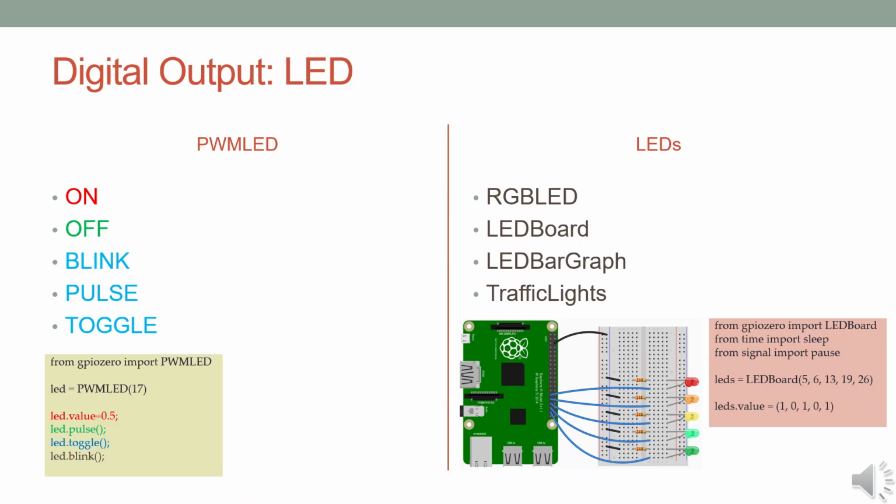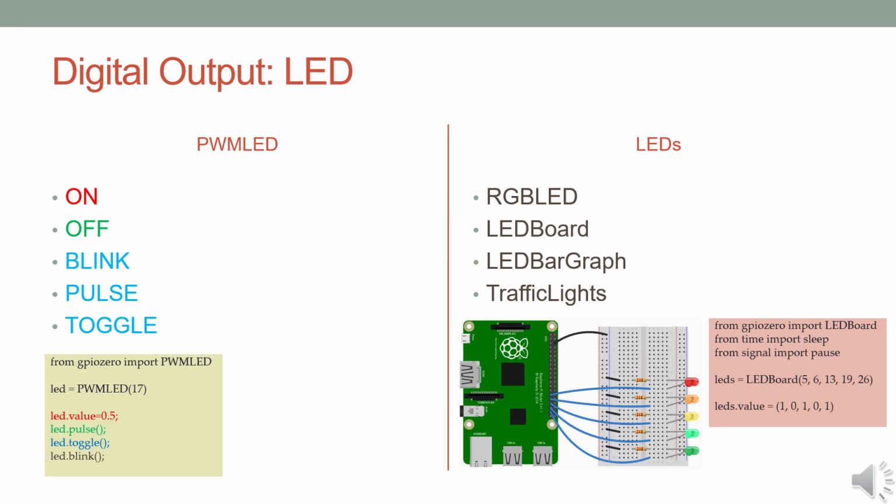This allows not only simple on-off control, but also dimming, smooth pulsing, blinking, and toggling effects. For example, by setting LED value equals 0.5, the LED operates at half brightness, while commands like pulse create a continuous fade-in and fade-out effect. This approach is ideal for status indicators or aesthetic lighting where variable intensity is needed.